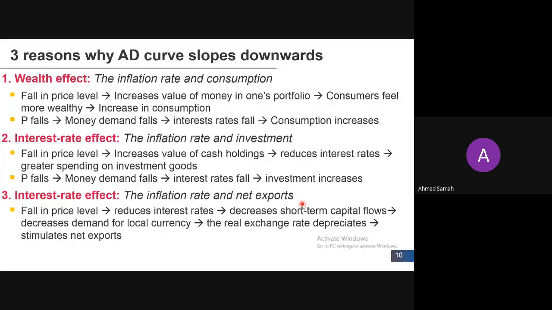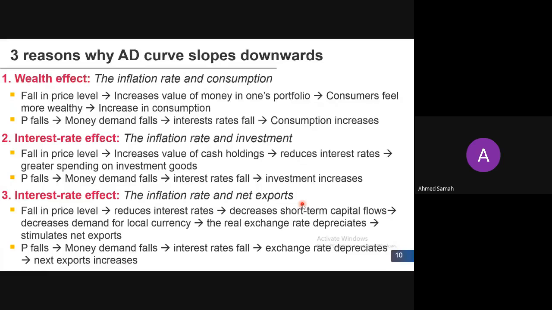So basically, when prices fall, there will be lower demand for money, which will reduce the interest rates. Because of the reduction in interest rates, there will be lower demand for that particular country's currency, which will lead to depreciation in the exchange rate, and then net exports will increase.